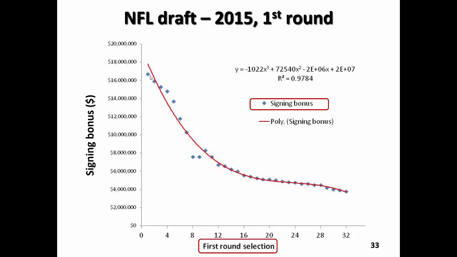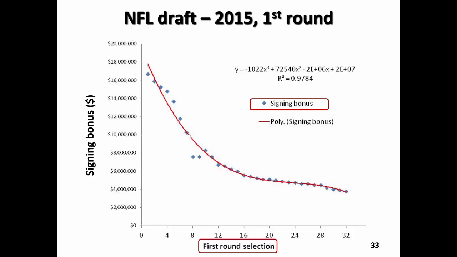Once again, that's a one-time payment. And if we take a look at the last player selected in the first round, the 32nd player, their signing bonus was closer to about $4 million. So a very big difference. And we use regression modeling, specifically nonlinear regression modeling, and that's what you see here in this red curve. Instead of a line of best fit, we have a curve of best fit.